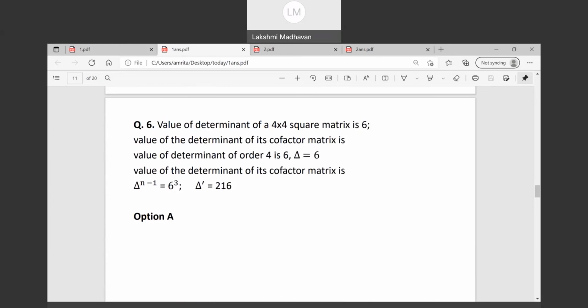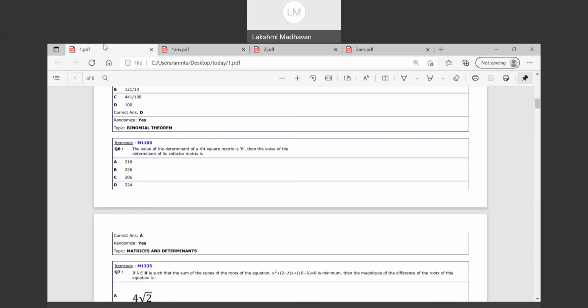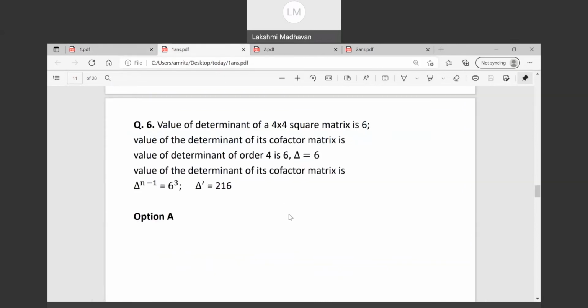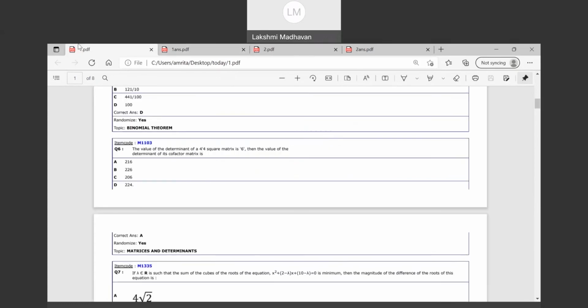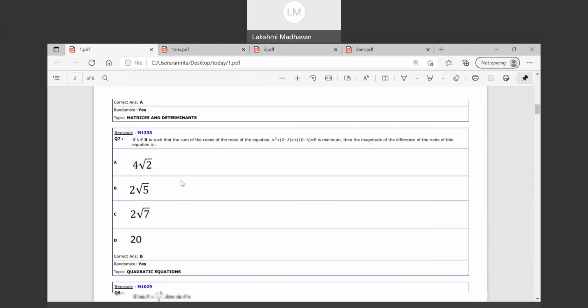So this is a very simple concept. Maybe this is being used. You have to use this concept to answer some of the questions. So just have a look at the question. Value of determinant of 4 by 4 square matrix is 6 and they are asking the value of determinant of cofactor matrix. And we have the relation, right? It's delta raised to n minus 1 and here n we know and the value of delta is also given. So it's 6 raised to 4 minus 1. It's 6 cube and the answer is 216. So it's option A.